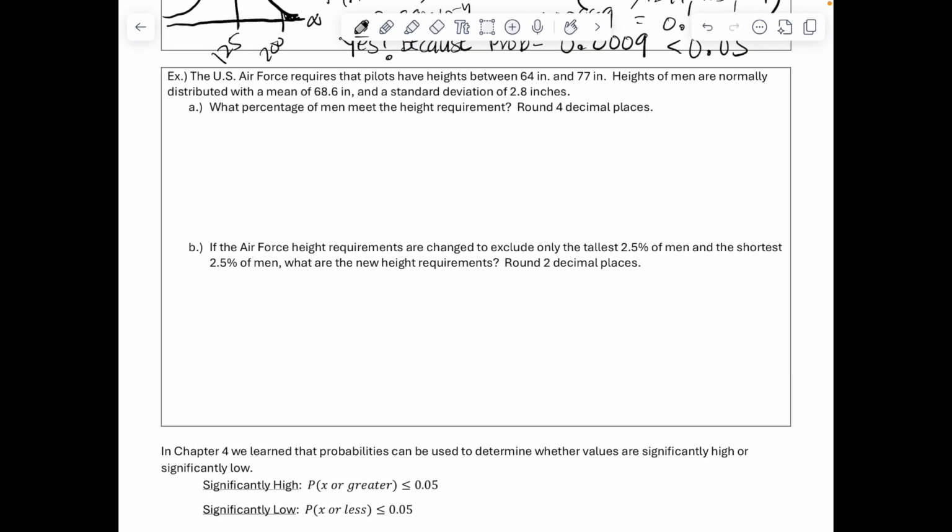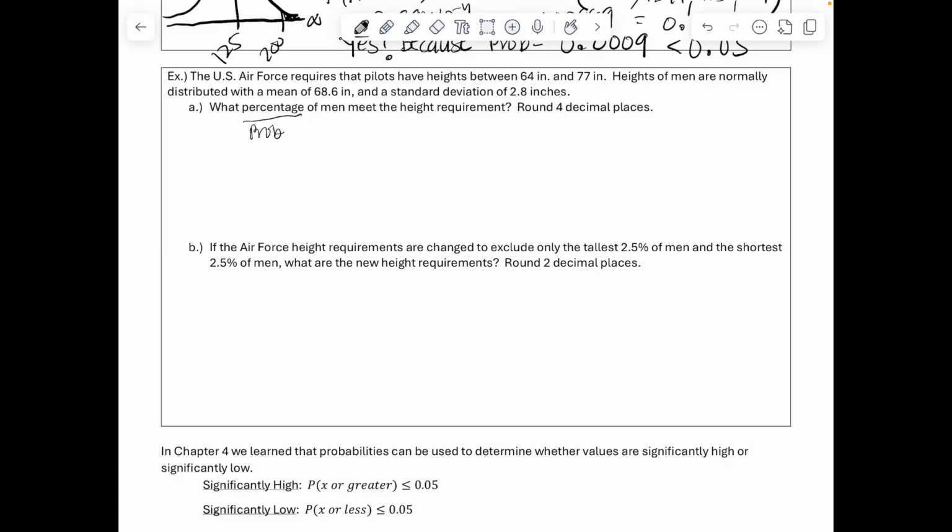The example right below says the U.S. Air Force requires pilots to have a height between 64 inches and 77 inches. Heights of men are normally distributed with a mean of 68.6 inches and a standard deviation of 2.8 inches. Part A says what percentage, this is just like probability, of men meet the height requirement, around 4 decimal places.